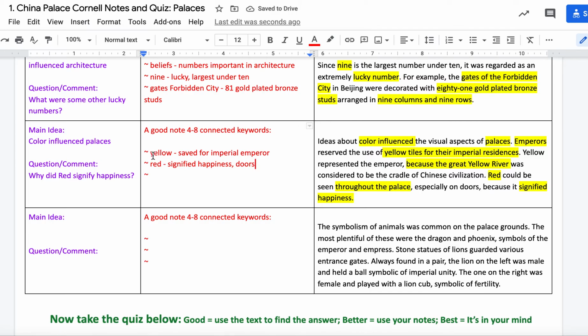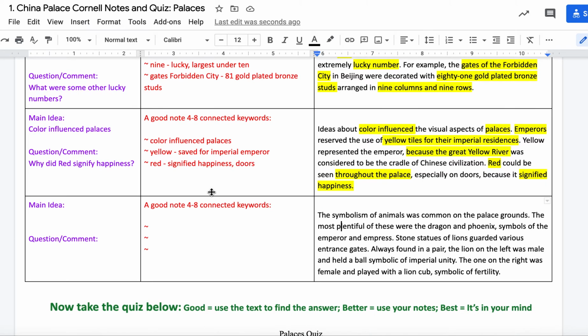And I would say, let's see here, I actually did this wrong. I want to put that up here. We want to talk about how color influenced palaces. All right. And then we're going to do this last one here. And I would actually say that because their main idea was color influenced palaces, we actually don't need that. So we could just have 2 notes for that one.